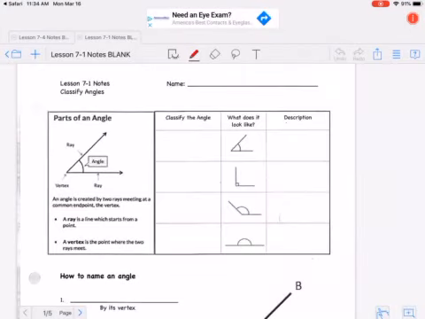Hello everybody, so today we are doing lesson 7-1 notes, which is classifying angles. So if you take a look at the left hand side of your page, it says parts of an angle.